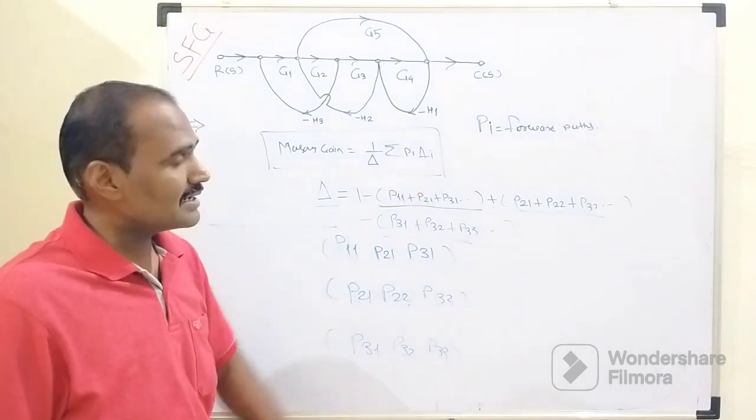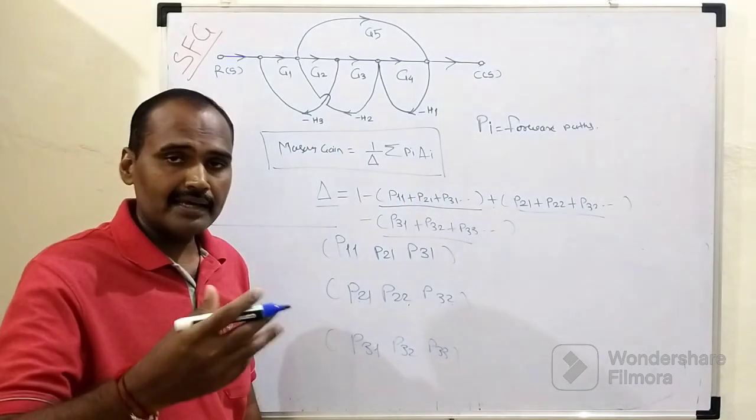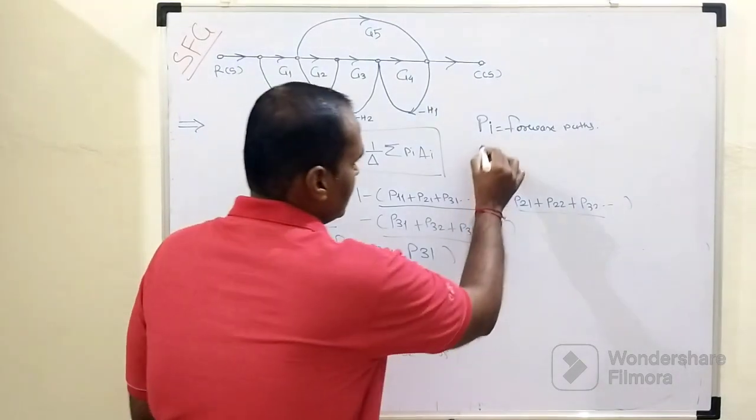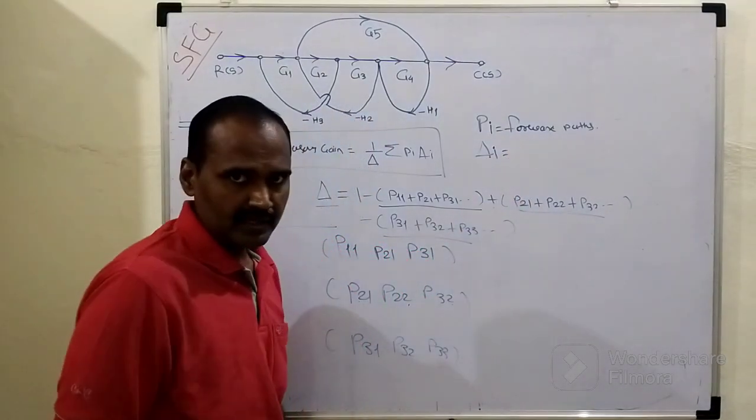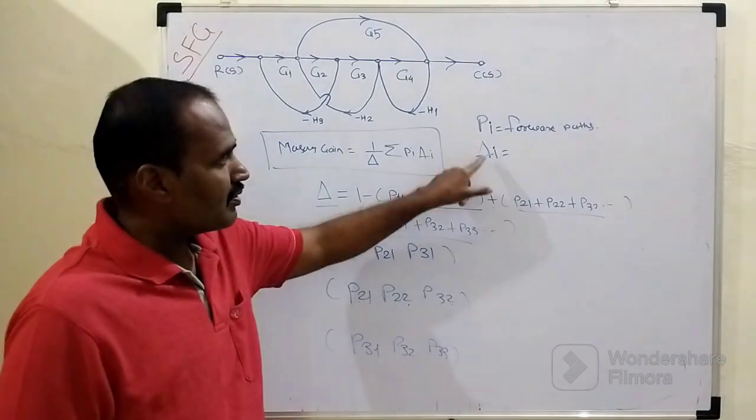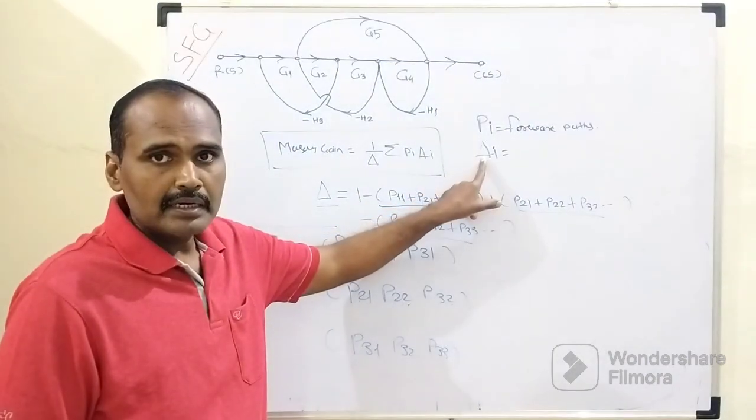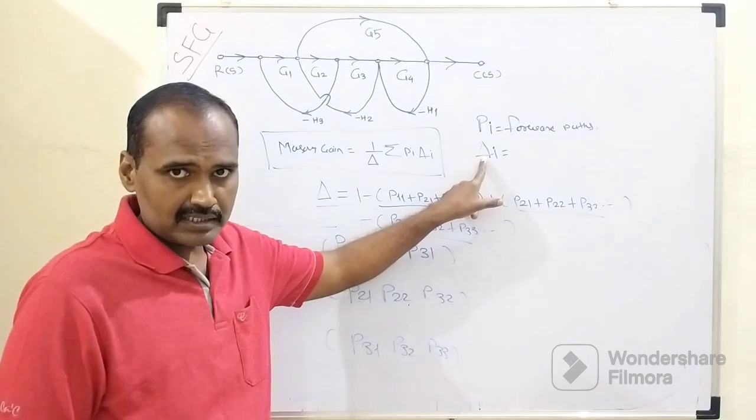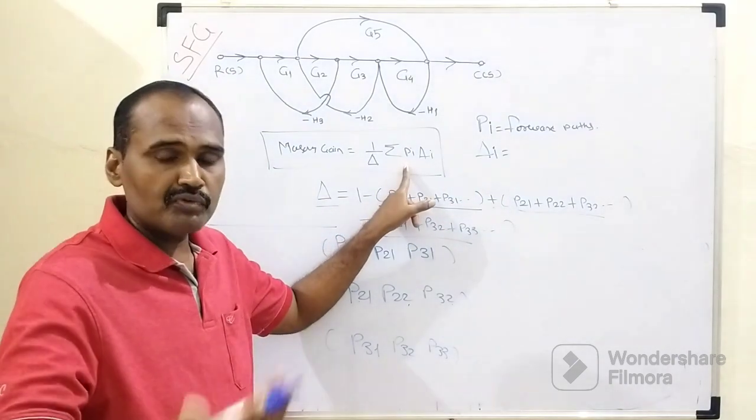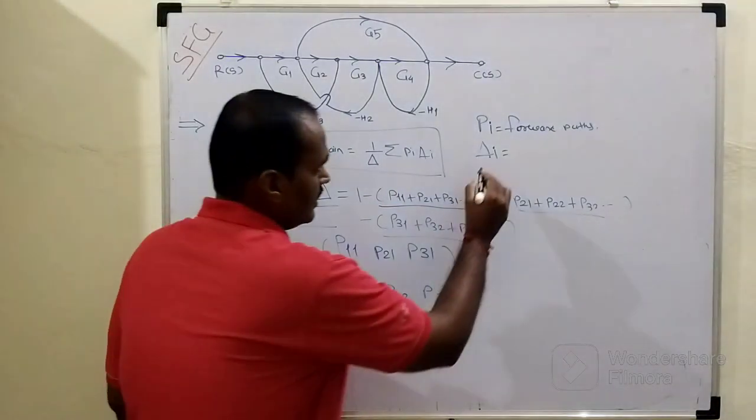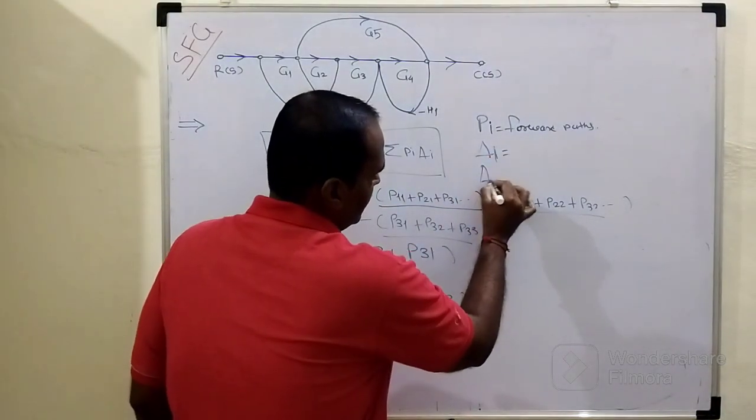And as far as this delta i is concerned, I will try to tell you, this delta will get iterated for the ith number of times, right? So the number of forward paths equals the number of deltas that we need to consider in that Mason's gain formula. If there are two forward paths, there are two deltas, delta 1 and delta 2.